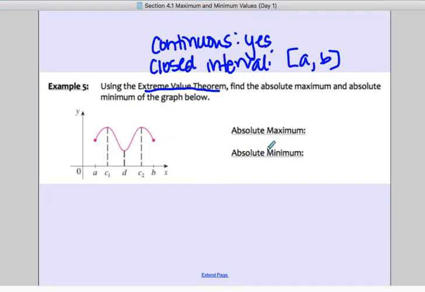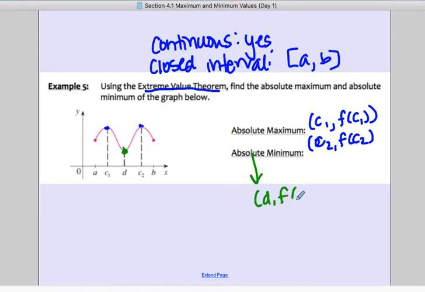Looking here, absolute maximum. This is my highest point, and they are the same y value, so I really have two absolute maximums. So we have c sub 1, f of c sub 1, and we also have c sub 2 and f of c sub 2. Those are my absolute maximums. Then my minimum is my lowest point, which looks like it's here. So that is d comma f of d.